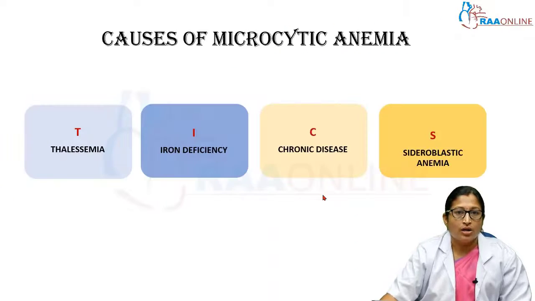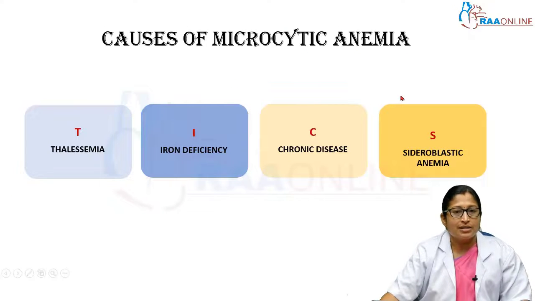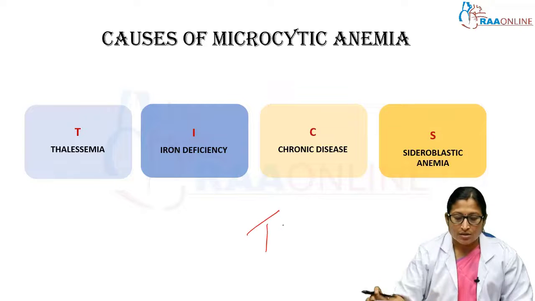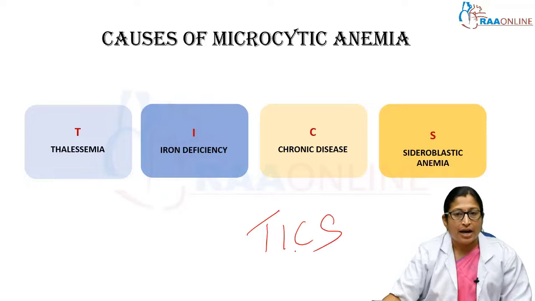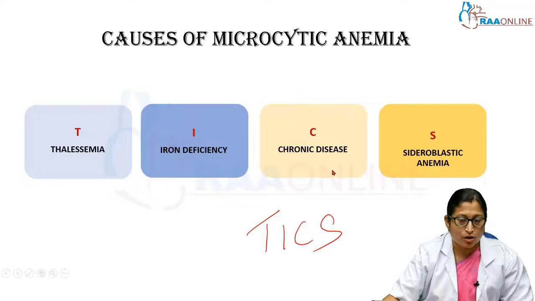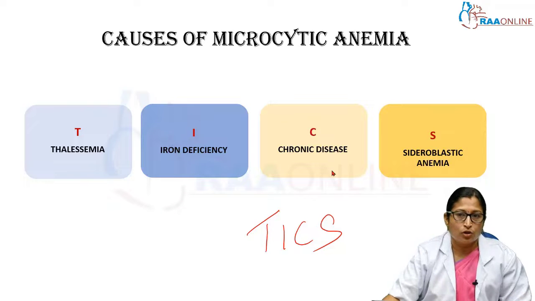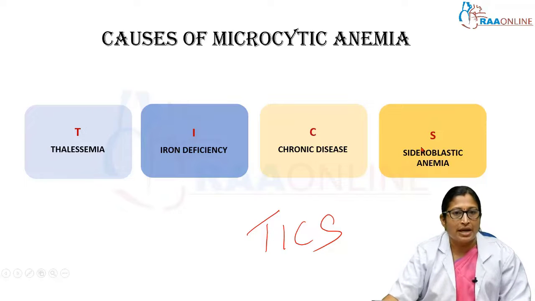Now, what are the causes of microcytic anemia? Just remember this mnemonic TICS. T for thalassemia, I for iron deficiency anemia, C for anemia of chronic disease, of late called anemia of inflammation, and S for sideroblastic anemia. So these are the major causes of microcytic anemia.